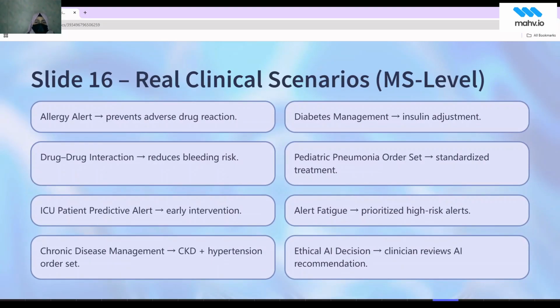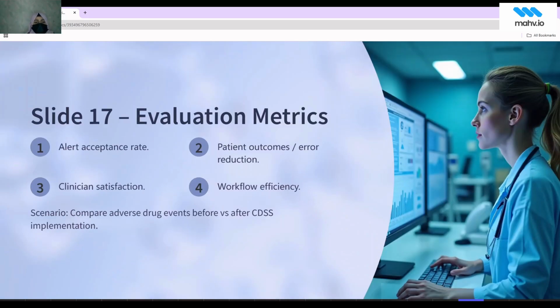Then there are real clinical scenarios like these: drug interaction, allergy alert, ICU patient predictive alerts, and alert fatigue. In alert fatigue, we have discussed prioritizing the high-risk alerts. Ethical AI decision: the clinician reviews the AI recommendation. Chronic disease management, that is CKD plus hypertension order set, and then an ICU patient predictive alert for early intervention. All these are just scenarios of the system.